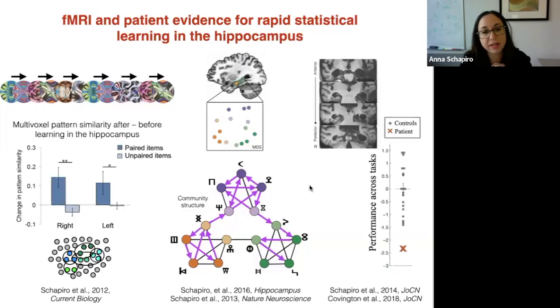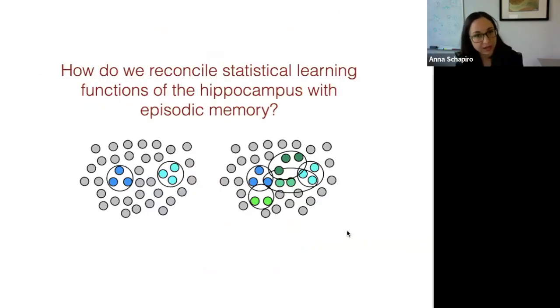And then it wasn't just that the hippocampus is sensitive to these statistics, but also that we think it's causally necessary for expressing behavioral sensitivity to these kinds of statistics. So patients with hippocampal damage don't show any behavioral evidence of this kind of rapid statistical learning. So this got us thinking that the hippocampus is going to be a key region for thinking about this across episode rapid learning.